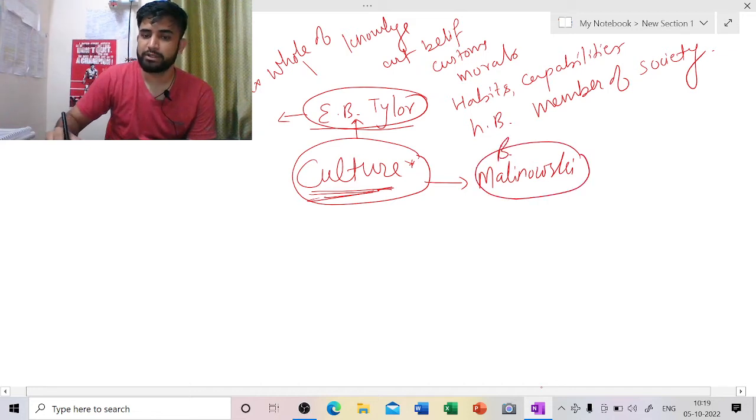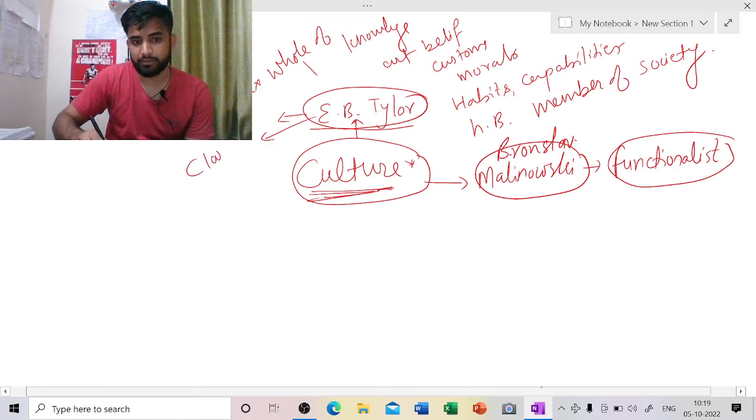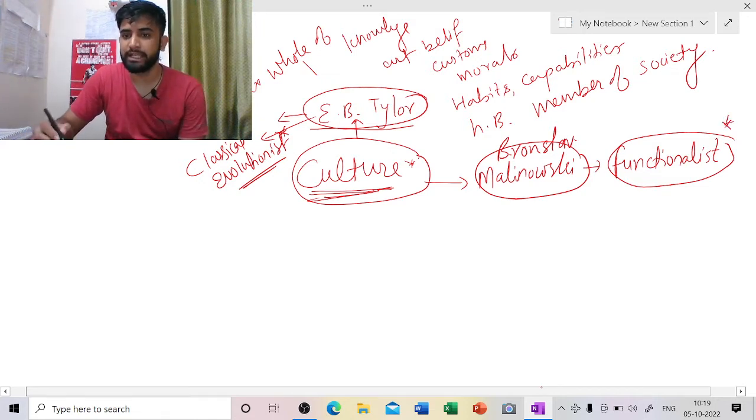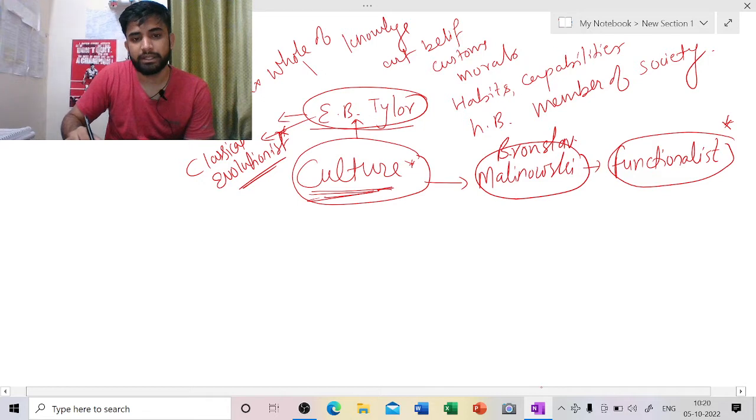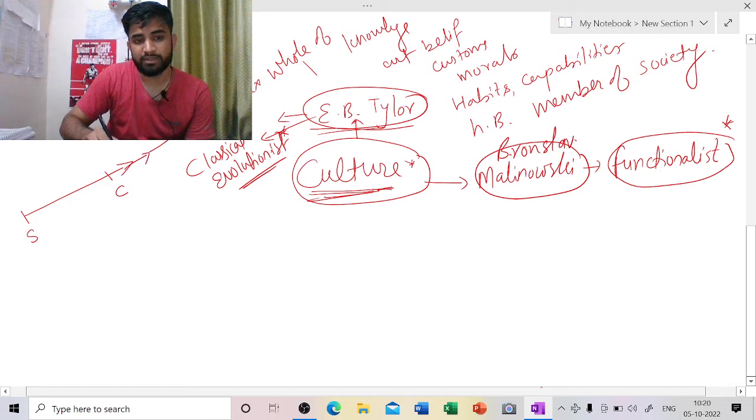Now this Bronislaw Malinowski was basically a functionalist. Now, what is this functionalist? He was a classical evolutionist. So, what is this evolutionist? What is this functionalist? These topics we will be dealing with when we discuss theories. But the basic thing you should understand is that in the line of evolution, the things are simple here, and the further forward we move, the things get more complex and more complex. So this is basically evolution.